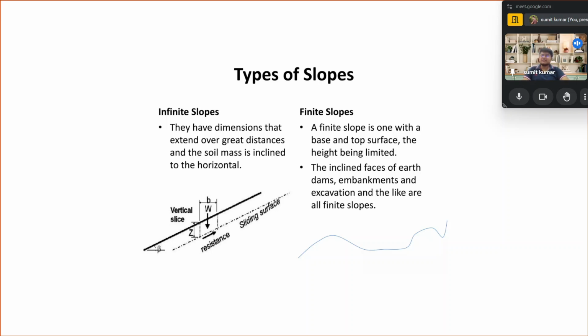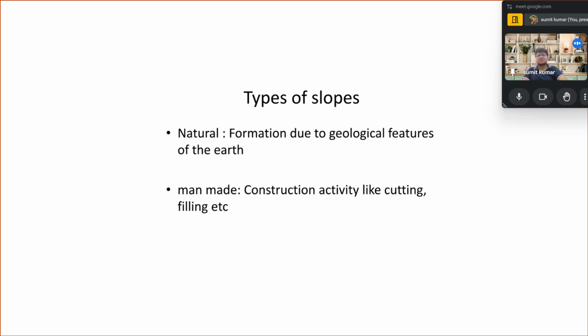If the height is being limited, then it is said to be a finite slope. If not so, the slope is said to be an infinite slope. Over here, the inclined face of the earth dam, embankment, and excavation and the like are all finite slopes. Now you see the types of slope.